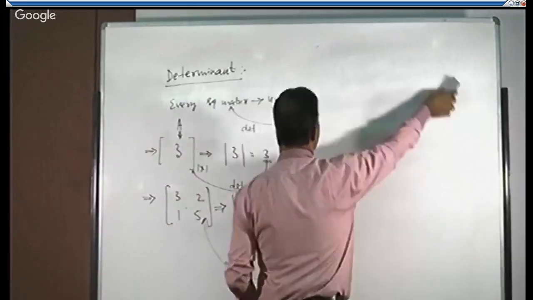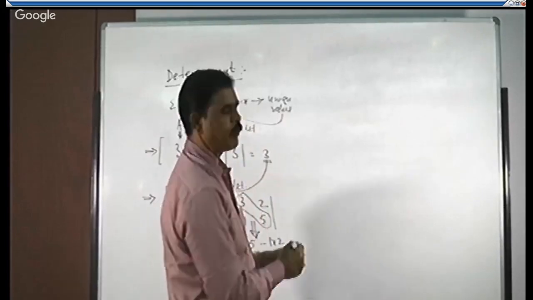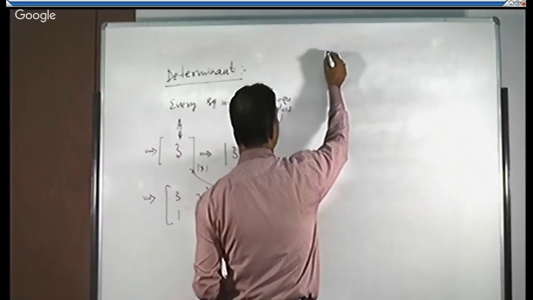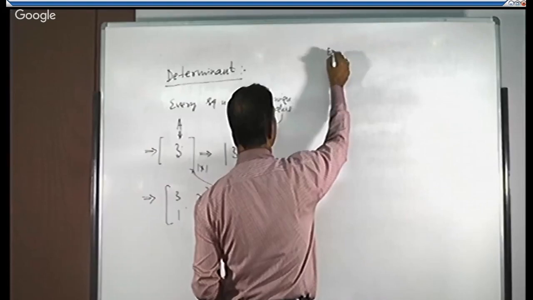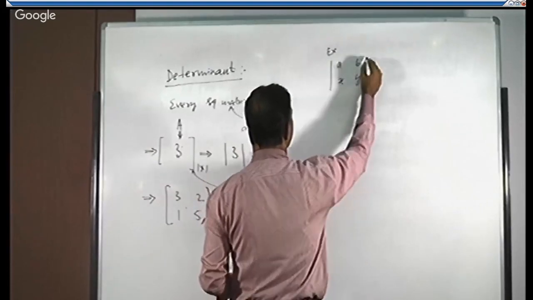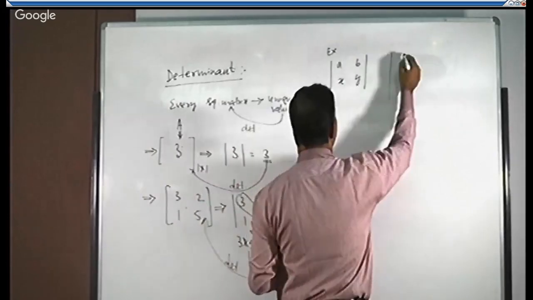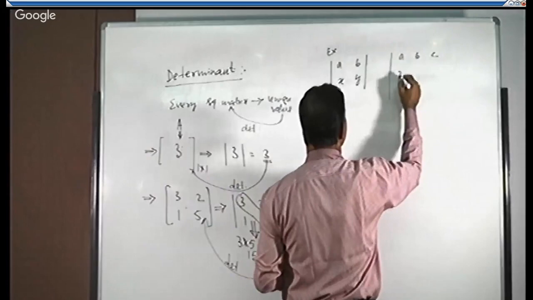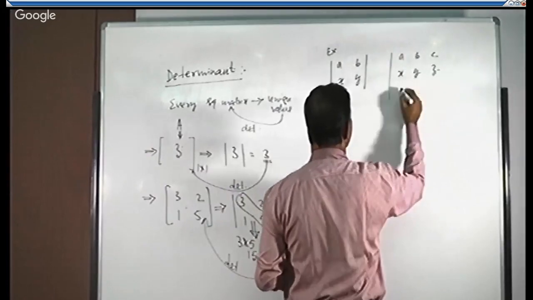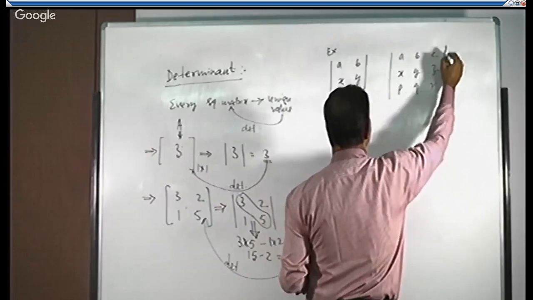A determinant is a square arrangement of numbers. See the example: A, B, X, Y. This is a determinant. And A, B, C, X, Y, Z, P, Q, R. This is also a determinant.